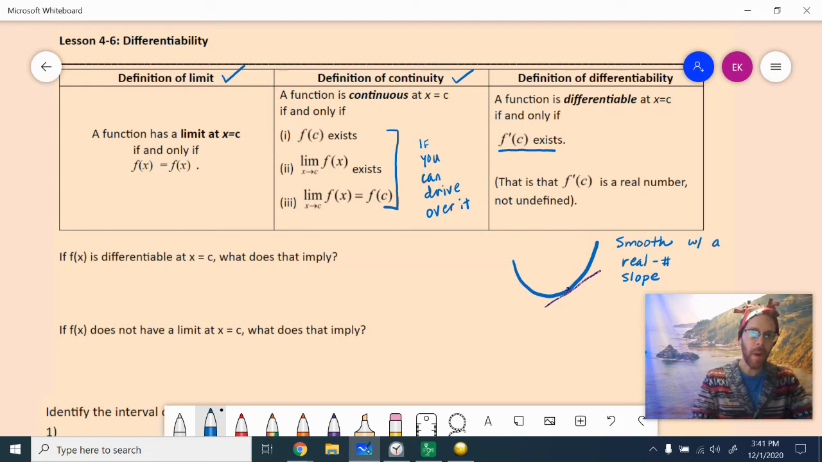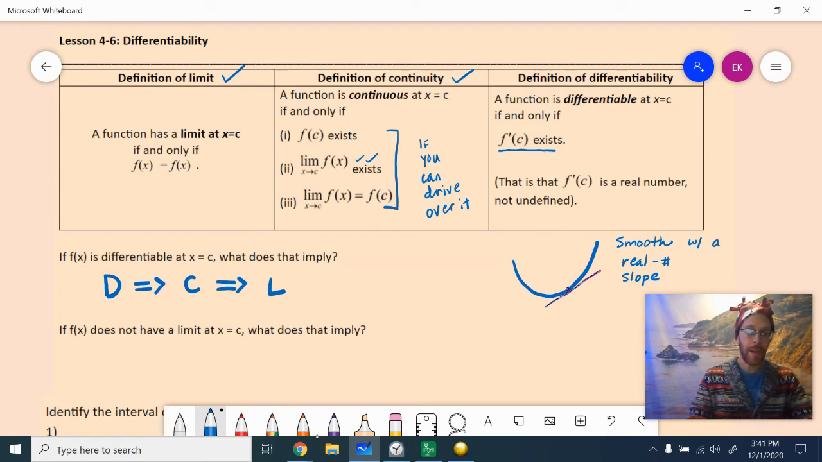All right. Now, the reason that we're talking about differentiability along with continuity and limits is this. If a function is differentiable like it is right here, then you have to be able to drive over it. So differentiability implies, this is an implication symbol, that a function is also continuous at a point. And in order to be continuous, the limit must exist. So continuity implies that there is a limit.